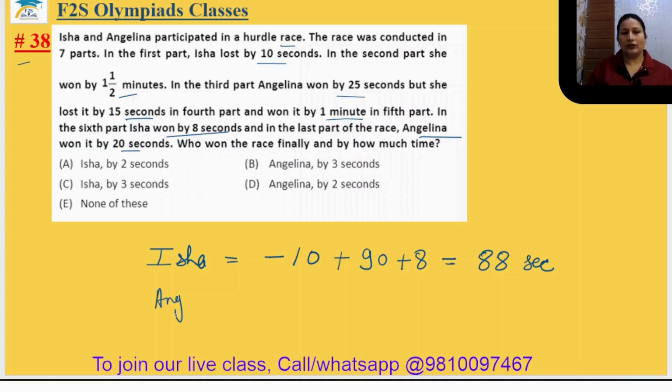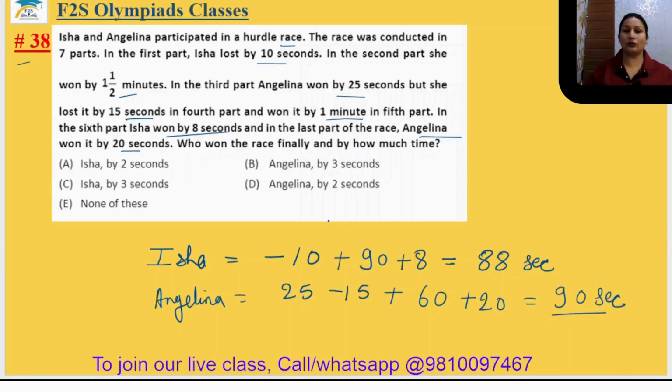Now Angelina. Angelina's points are: won by 25 seconds, then lost by 15 seconds, then won by 60 seconds, meaning 1 minute, and then again won by 20 seconds. After calculation you can find 90 seconds. So Angelina won by 90 seconds. So Angelina won by 2 seconds, because Isha won by 88 seconds and Angelina won by 90 seconds. So 2 seconds. 38th answer is option D.